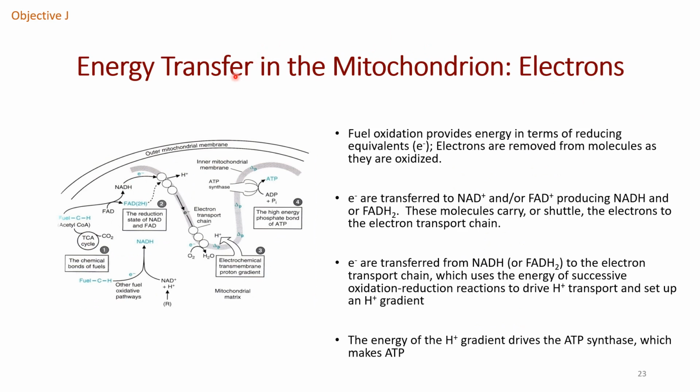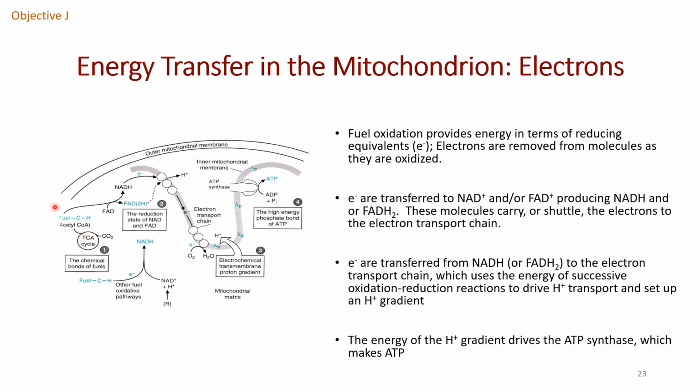So here's the overall idea of energy transfer in the mitochondria with electrons. We've talked about this before, that the TCA cycle exists to pull electrons out of molecules. That's what the TCA cycle is. It's just oxidizing, oxidizing, oxidizing. It's pulling those electrons out, and it's giving those electrons to NAD to form NADH. It's giving those electrons to FAD to form FADH2. And those are going to be the electron shuttle molecules.